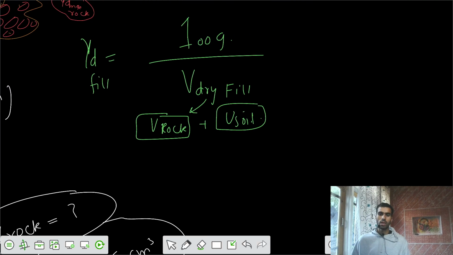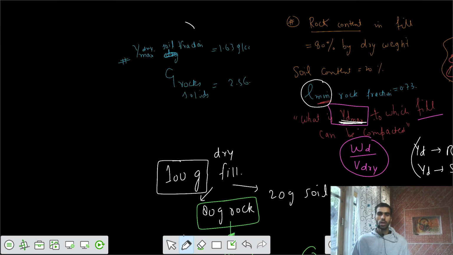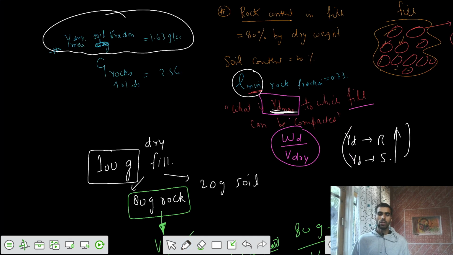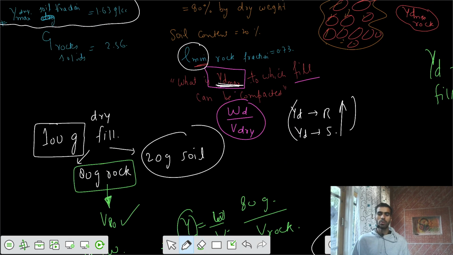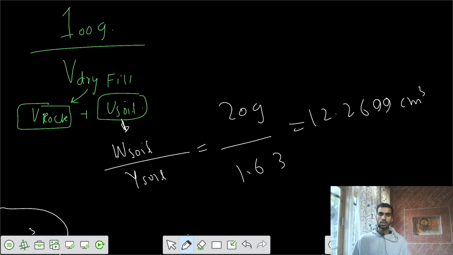And what is the volume of the soil fraction? The volume of the soil fraction is the weight of the soil fraction divided by the gamma of the soil. The gamma of the soil was given to be maximum. Your gamma for the soil fraction is 1.63, and 20 grams of the soil was there. So that is 20 grams divided by 1.63. That is 12.2699 cubic centimeters, the volume of the soil.